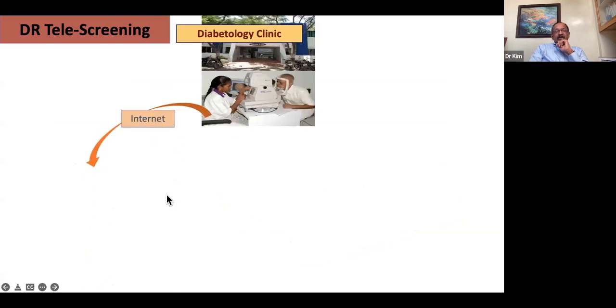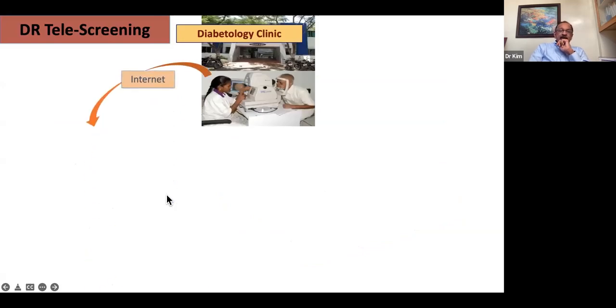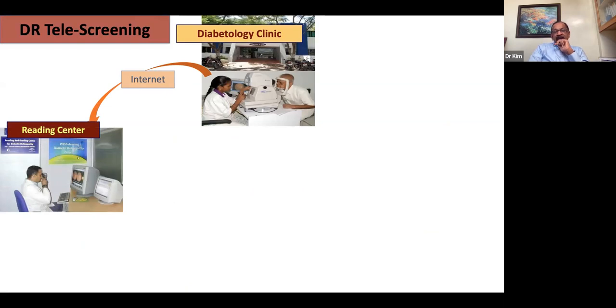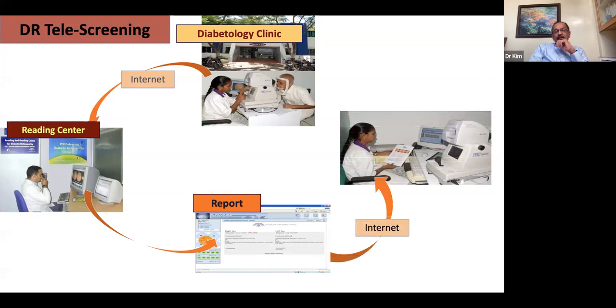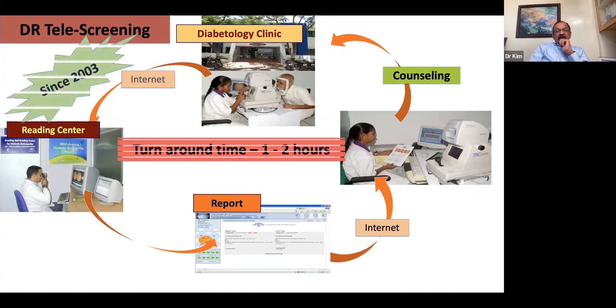So we put up multiple screening units in diabetology clinics or the general physicians' clinics, and they've trained their technician to take fundus photos and send them through the internet to a reading center where our retina specialists would look at these images, generate a report, and this report is sent back to the clinic where the patient originated from. And this whole process takes about 1 to 2 hours.